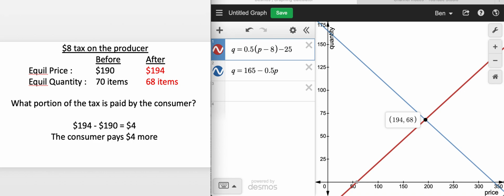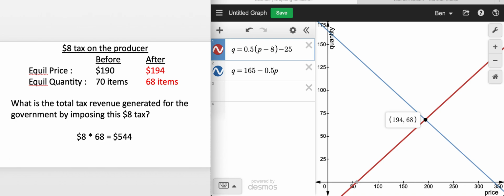So if we consider the producers, now remember the producers are going to collect the price of $194, then they're going to have to pay an $8 tax on that item that was sold. So after all is said and done, they get to keep $186. Before the tax was imposed, they sold it for $190 and got to keep $190. So in this case, they get to keep $4 less. So $4 is their portion of the tax as well.